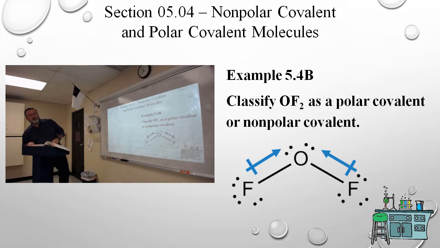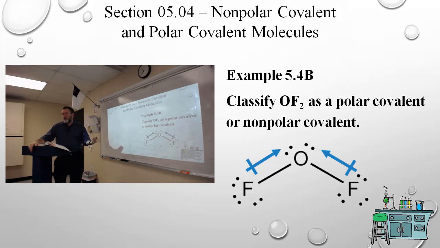Nope, it should be fluorine. Okay? So those arrows are reversed. Sorry about that. Fluorine has a greater electronegativity. So in your mind, draw the arrows the other way. Fluorine has a greater electronegativity, meaning that fluorine is going to tend to be partially negative. The oxygen is going to tend to be partially positive.